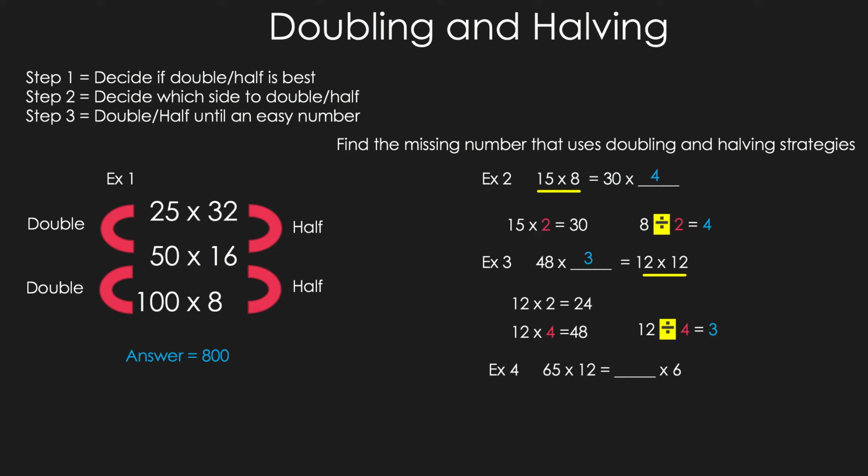So one more example, 65 and 12. We're going to underline that one because those are the numbers we're going to be using. So we did 12 divided by 2, which gives me 6. So that means if we halve the 12, we're going to what? Double the 65, which gives me 130. So that means my answer is 130.